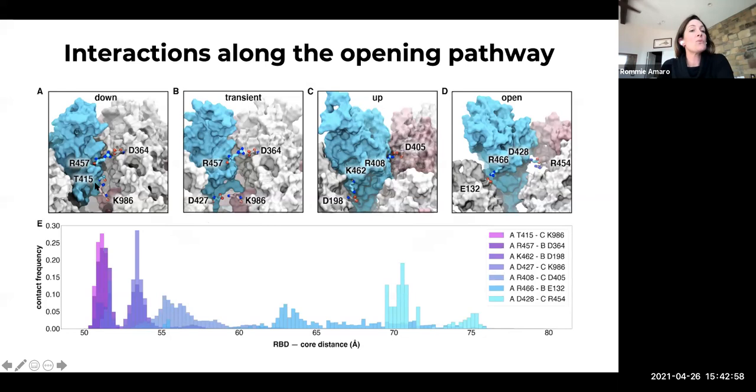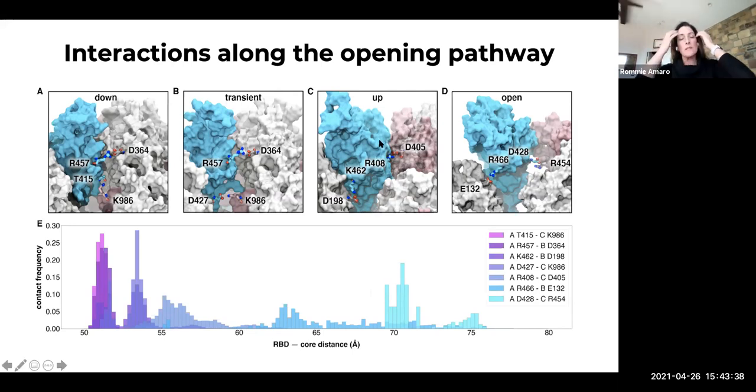One of the nice things we can do with this type of data is look at interactions all up and down along the opening pathway, because we're able to generate 300 different independent opening trajectories. Then we do an ensemble analysis of those trajectories. Starting with the down state, we can characterize the pathway from the down state to an intermediate or transient state to the up state. We can see what types of interactions are changing along the way, which is really informative in terms of trying to understand mechanism.